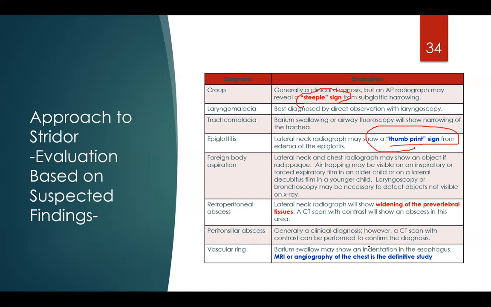And peritonsillar abscess, let's all build this muffled voice, and they're going to have uvular deviation. And a vascular ring is noted on a barium swallow study. MRI or angiography of the chest is the definitive study for this.